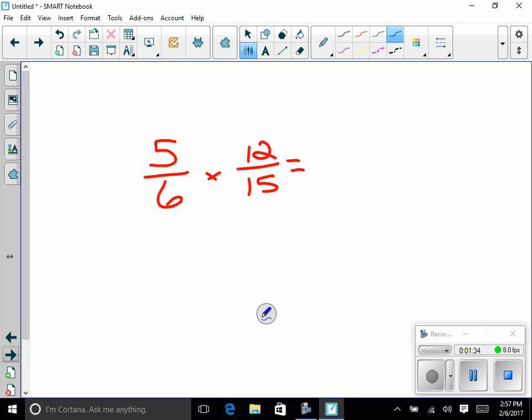Some of the tricks of the trade. This one's neat: if you look at these, you notice that the multiplication arrow almost makes arrows pointing to each number. As you look at this 5 over here and look at this 15 down here, do they have a number that goes into them evenly? It is 5. 5 goes into 15 3 times, so you can divide that by 5 as long as you divide this one by 5 as well. 5 goes into 5 1 time.